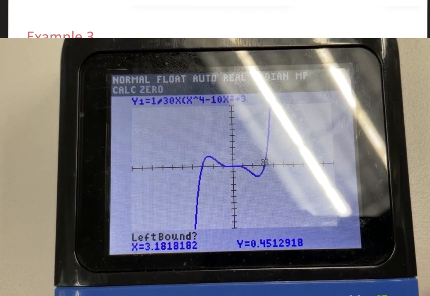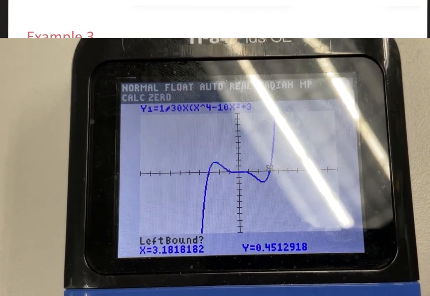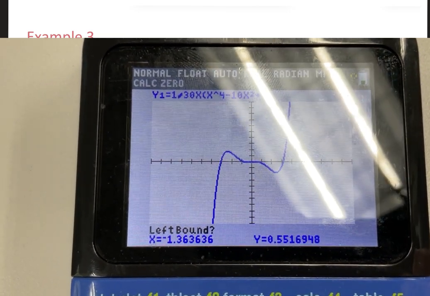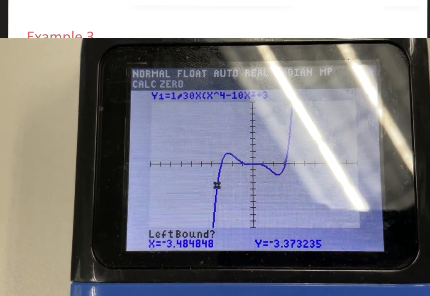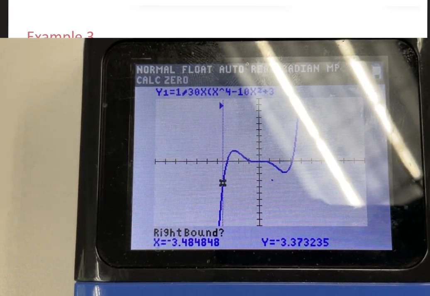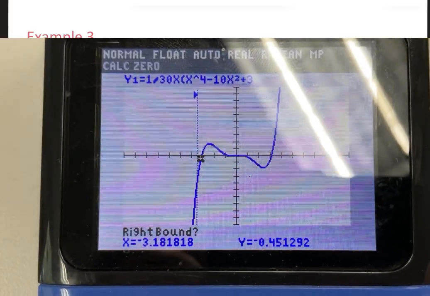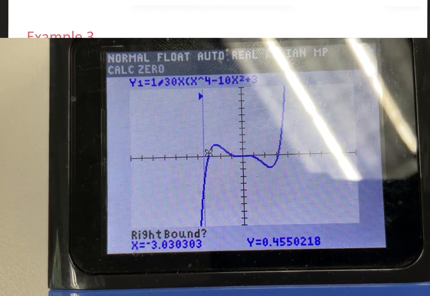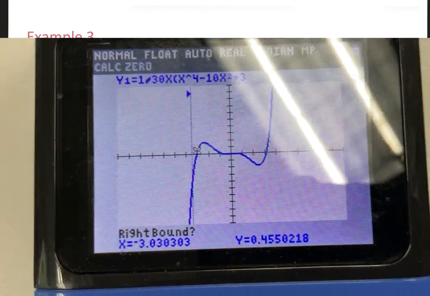Left bound. Left bound means I have to go left of the 0 I'm trying to find. I'm going to go in order from left to right so we don't miss anything. So I'm going to take my little spider and go all the way to the left. As long as it is left of that 0, it doesn't matter how low I go. It has to just be left of it. I'm going to hit enter. Now it asks right bound. I have to go past where it crosses the x-axis so that it is now right of my 0. I know it because it's now a positive y, right? I'm above it, which means that would be to the right in this case. I'm going to hit enter.